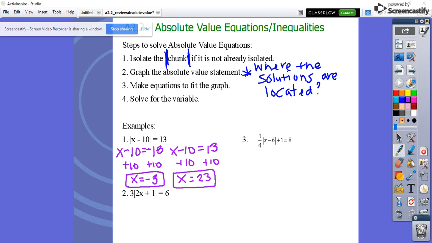I'm going to jumpstart you on 2 and 3, but then I would like for you to try those with your partner. So on number 2, is our absolute value isolated? I hope that you are saying no. So what we have to do first is divide by that 3. So go ahead and divide by that 3, and then I want you to see if you can do 3 with your partner. And I'm going to give you about 2 minutes to work on that. So go.